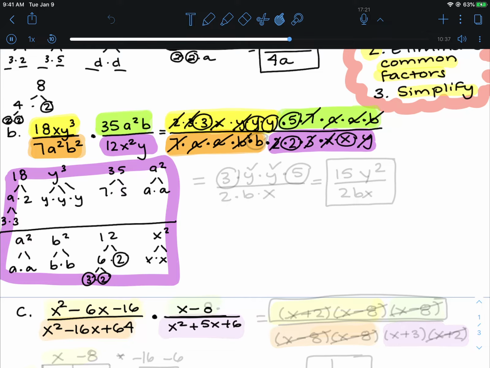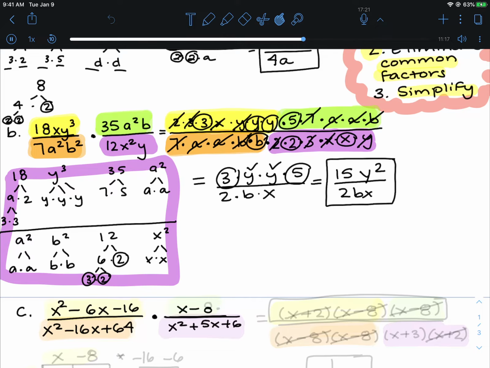2 and x. So I'm going to get 3 times y times 5 divided by, oh, I see a b here. 2 times b times x. So 3 times 5 is 15. Y times y is y squared. Okay, and then that's just going to be 2bx. And I tend to put the letters in alphabetical order, so the b will go in front of the x. And that right there would be your simplified form.